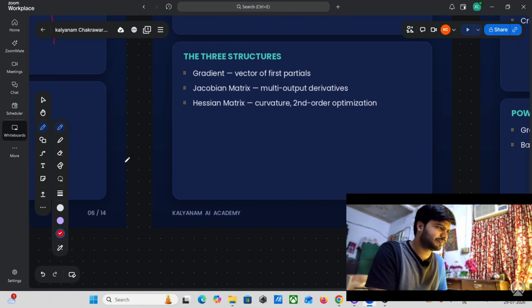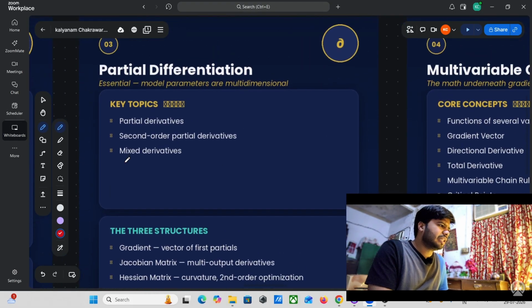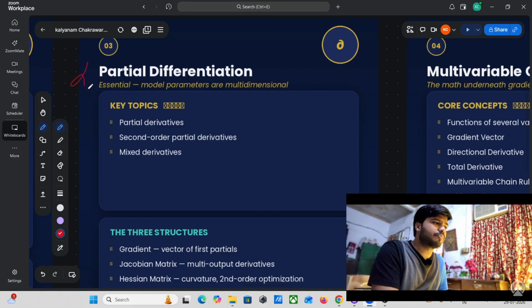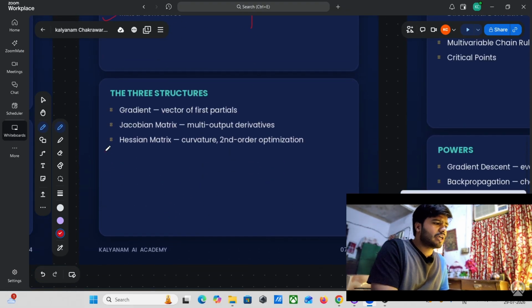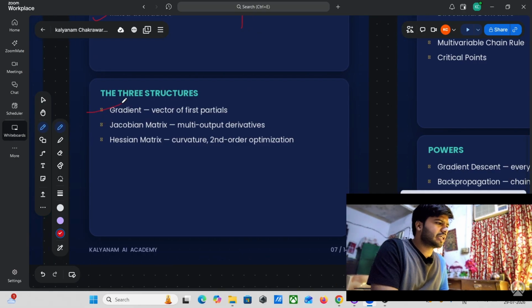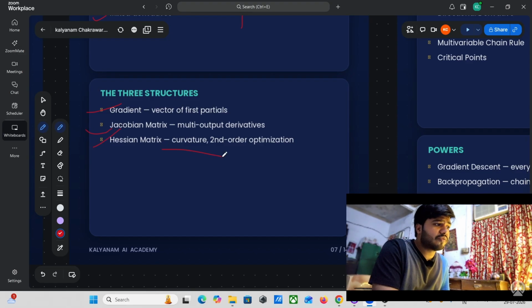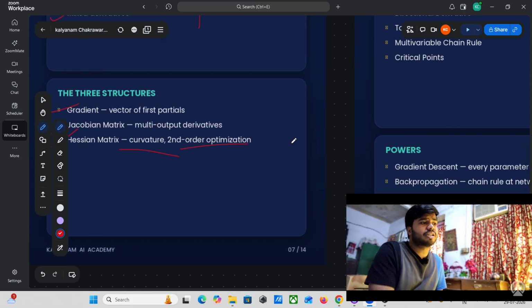So you need to stay on this channel as well. And partial derivatives are very important. What are the key topics here: partial derivatives, second order partial derivatives, which are important, and mixed derivatives. These three structures you need to follow separately. I created this with the gradient and Jacobian matrix, the Hessian matrix, curvature and second order optimization. These things you need to learn.